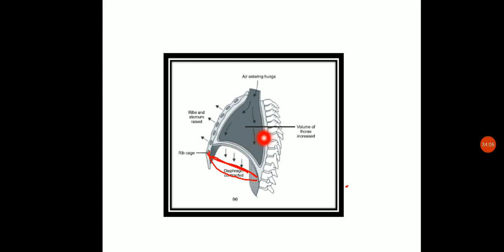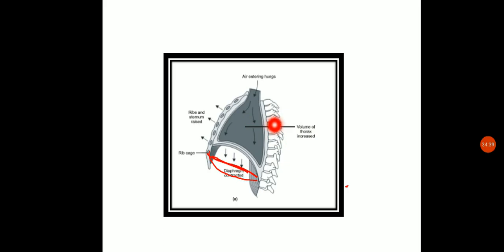And when the contraction of the intercostal muscles occurs, what will happen? The sternum and the ribs will move outwards, they will get raised. So when the diaphragm moves downward and gets flattened, while the rib muscles move outward and upward, the inner volume increases, the volume of the thoracic cavity. This is called the thoracic cavity, or we can say lung cavity. So the volume of this cavity increases.